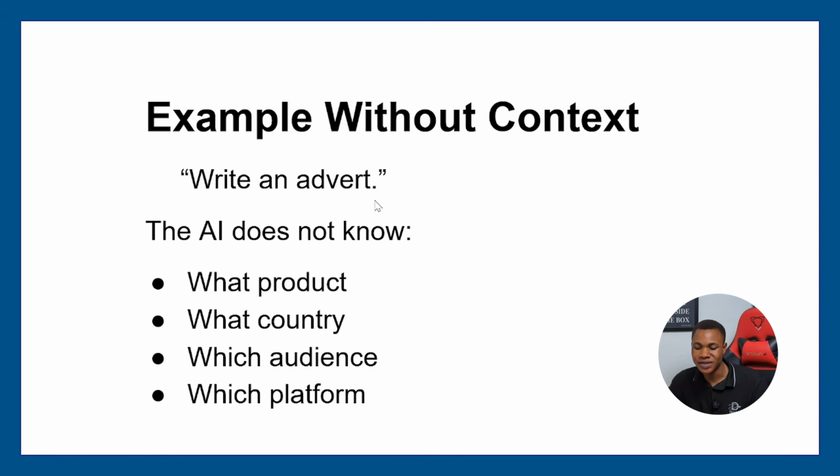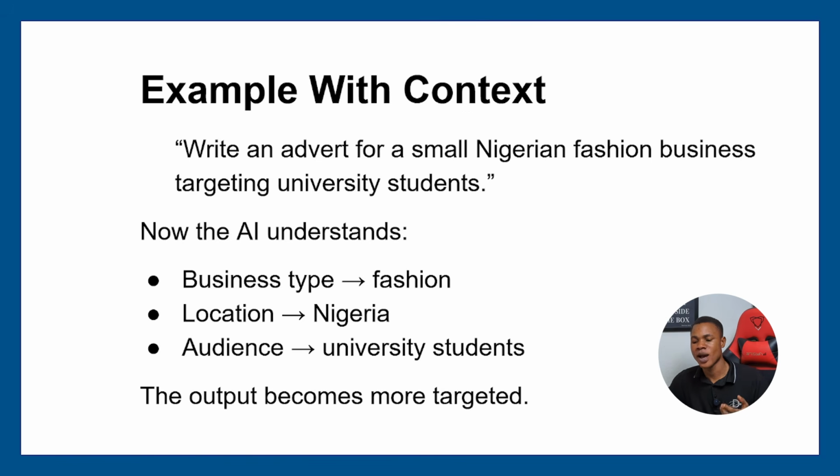Giving the AI extra information about the situation actually helps it do a good job. So if you say write an advert, the AI does not understand that. It does not understand which product, what country the product is for, which audience, which platforms, and all of that. But if you tell the AI, write an advert for a small Nigerian fashion business targeting university students, you can see that this is the context. The context is a small Nigerian fashion business targeting university students. It's a small business actually. So the AI now understands the business type, the location, and the audience.